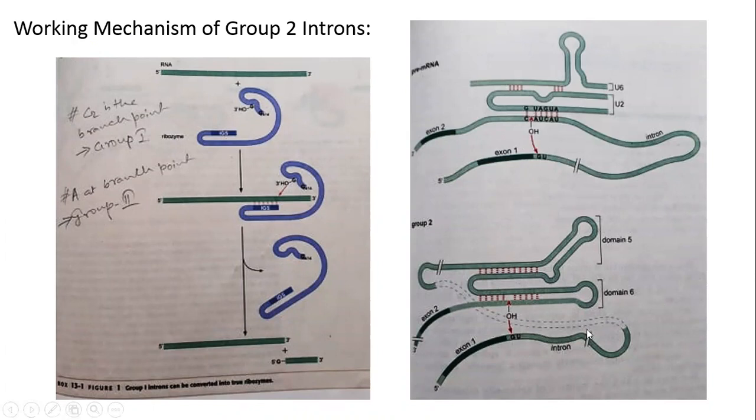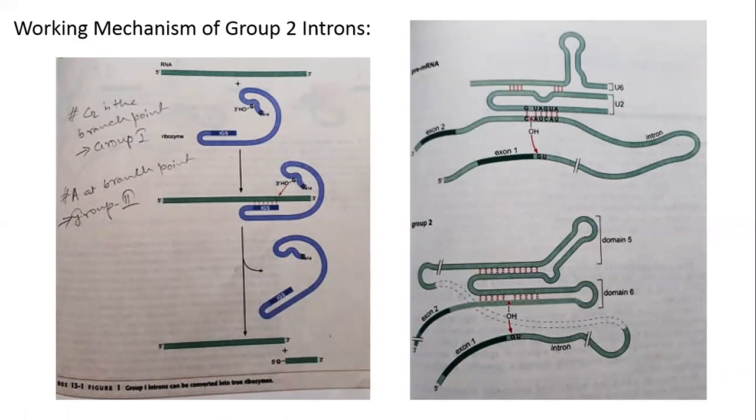But in the case of group 2 introns, the self-splicing machinery of the primary RNA itself is involved in base pairing of its various domains with the intron, and the branch point esterification is made, and thus the cleavage of the intron is mediated by this type of catalytic activity.